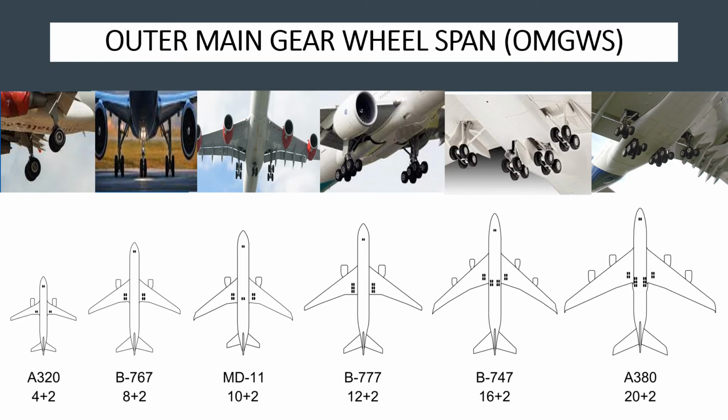Now this wheel span helps to determine the width of the runway. If you were observing closely, you discovered that code element 1 helps to give a reference length for the runway. Now to determine the reference width for the runway, we depend on the outer main gear wheel span.